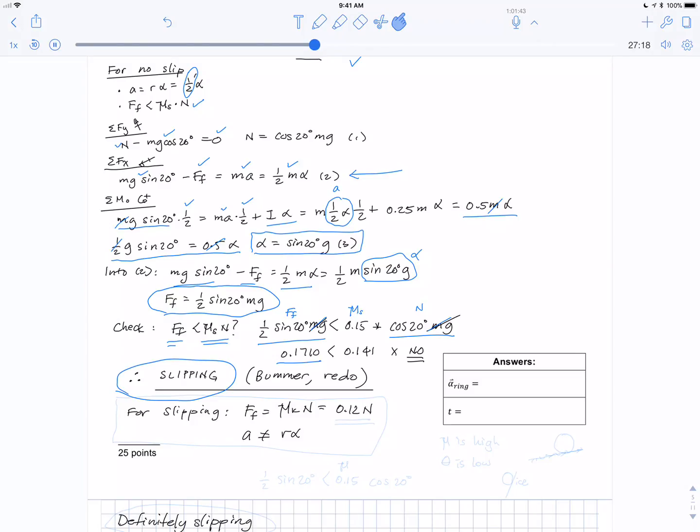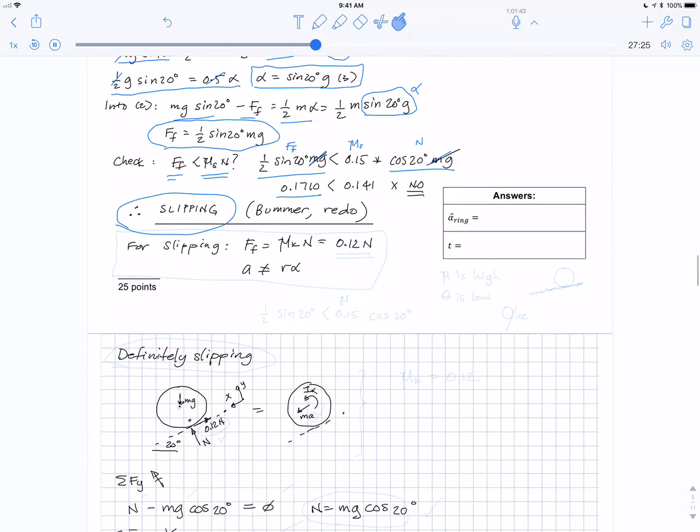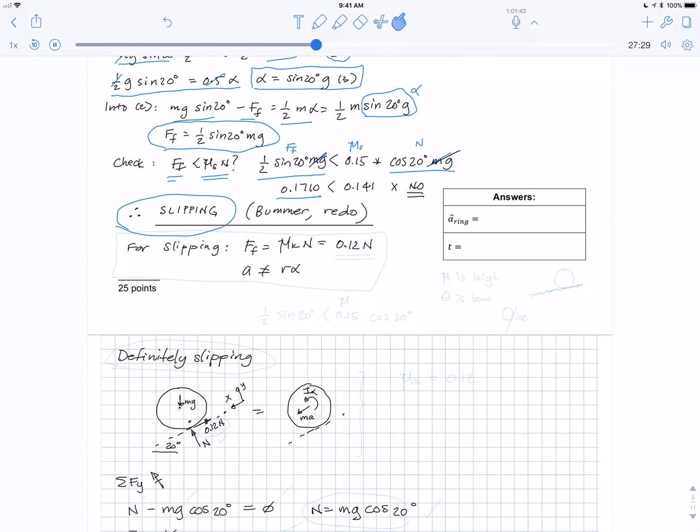So if you get to this point, it means you have to redo and guess that it is slipping and continue on. So what that means is that the friction force will be mu kinematic 0.12 times n, but what it also means is we can no longer say that A equals R alpha, because that bottom point of the disk is not the pinpoint. It is definitely moving and accelerating at the bottom of the disk. So again, we're going to redo the problem with these new assumptions right here.